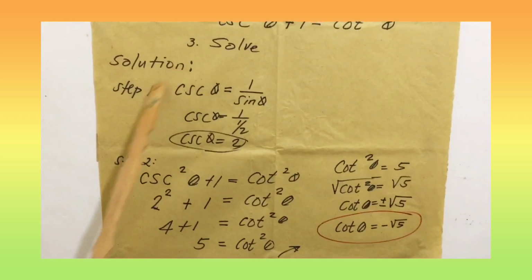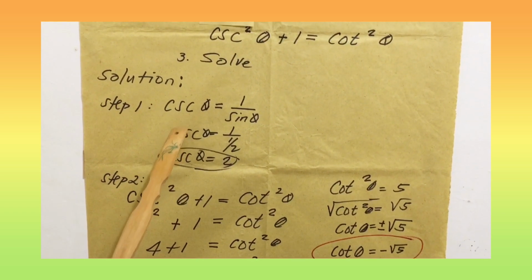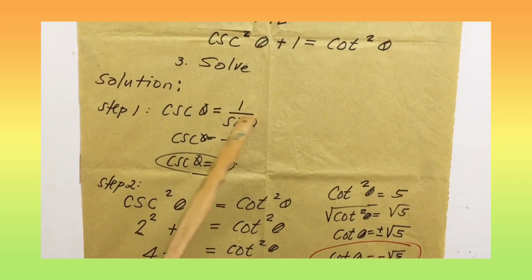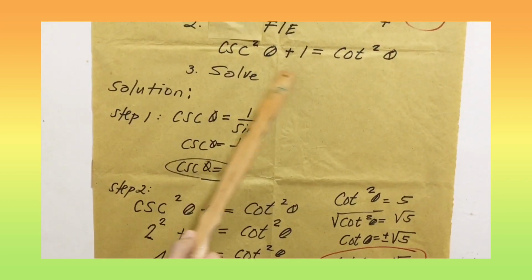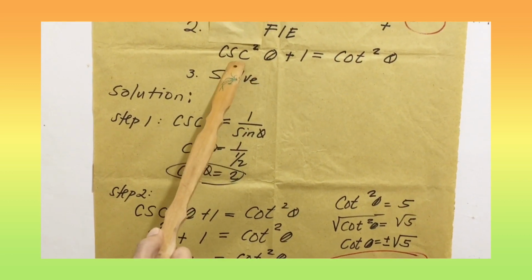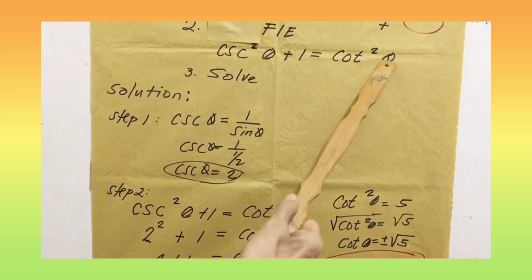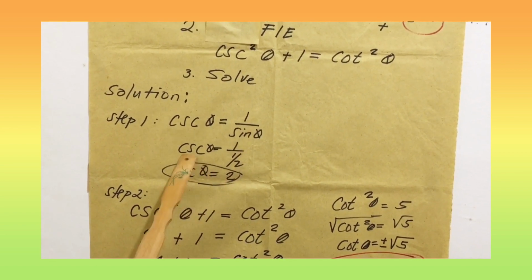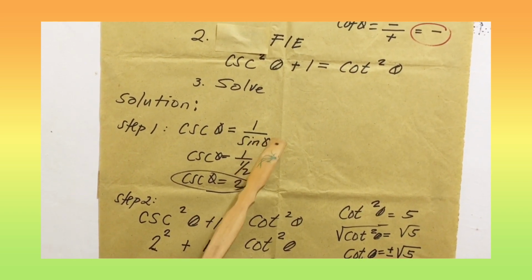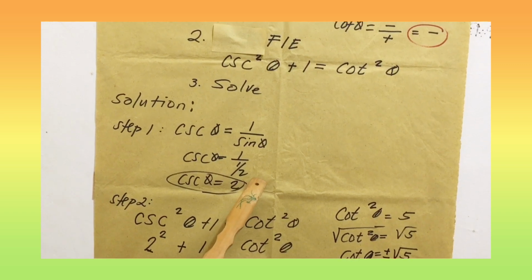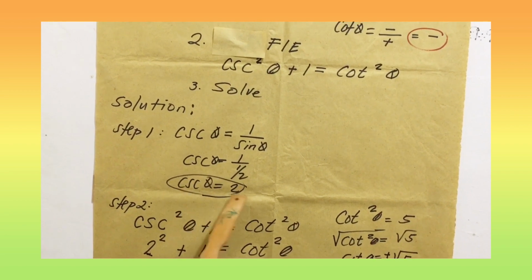Next, our solution, step 1. Since we want the cotangent theta and sine theta is equal to 1/2, we will use first the cosecant theta equals 1 over sine theta in order to solve first the cosecant. Because in the fundamental identity that we're going to use, we need the cosecant squared theta. So we need to know the value of cosecant before we go on to cotangent squared theta. So cosecant theta is equal to 1 over the value of sine theta, which is 1/2. Then by the reciprocal method, the answer is cosecant theta equals 2.